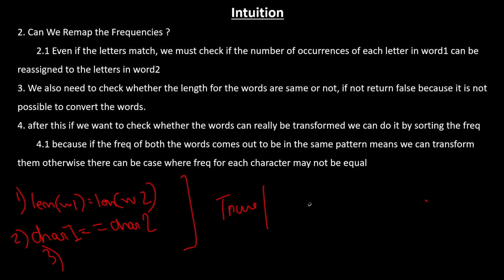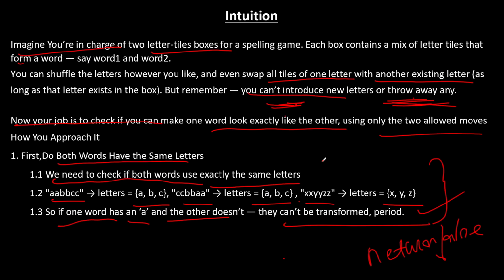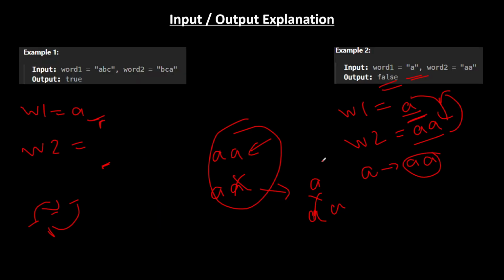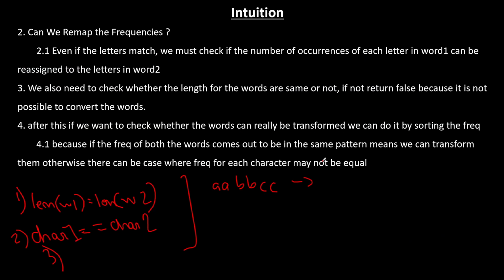So how will we figure out whether the strings can be converted to the same thing or not? Fine. Let's take this example: A, B, B, and C, C. I have to convert it to, supposedly, let's take another example. Let's take ABC and BCA. Fine. Let's take this A, right? We will convert it to BB and let it be CC, let it be AA. That's all.